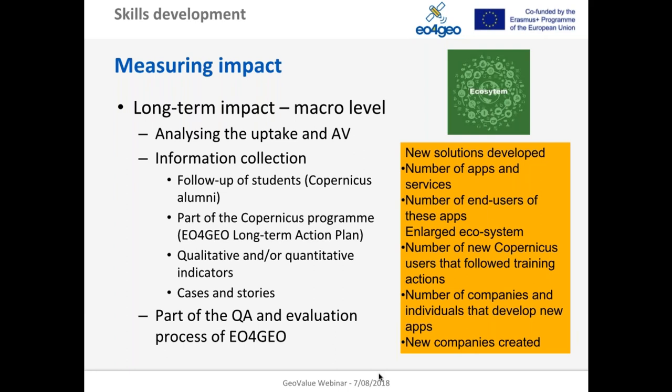And in the orange box, you see a few parameters that we might look into, for example, new solutions that are developed, the number of new apps and services developed, but also the number of end users of these apps, the way the ecosystem around Copernicus is evolving, if there are new Copernicus users that follow the training actions, but also new companies and individuals that develop new apps, for example. Next slide, please.